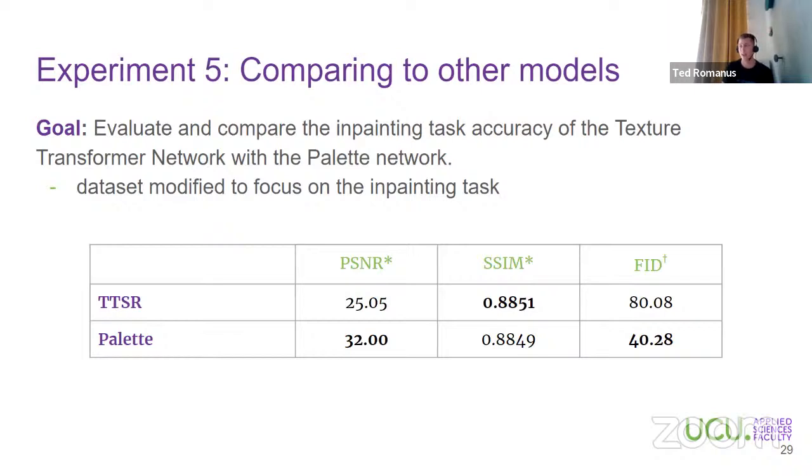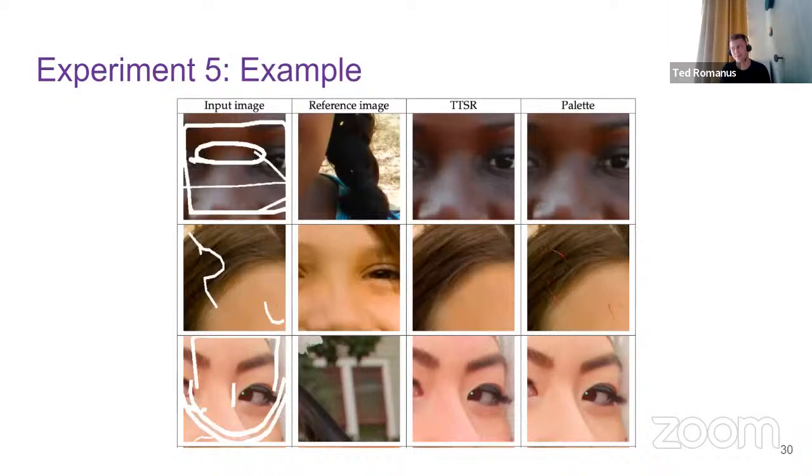much better. This might be because we trained our model on 5,000 images, while Palette trained using 10 million images. They used the Places2 dataset, which is a really large one. And also the Palette model is bigger in size. It has more weights. And lastly, the huge difference in PSNR can be best explained by a visualization example. Here you can see the results of the TTSR and the Palette networks.